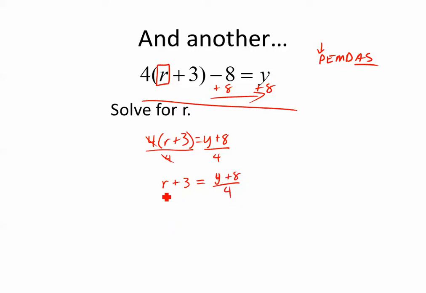And then to finish this off, I still need to get r by itself, so I'm going to subtract the 3 from both sides. And so r equals y plus 8 over 4 minus 3. Now, take care not to reduce this one, because the 8 is divisible by 4, but the y, we can't simplify that. We can't divide that by 4. So in this case, we're just going to leave it as it is. And so we've got this right here. R equals y plus 8 over 4 minus 3.